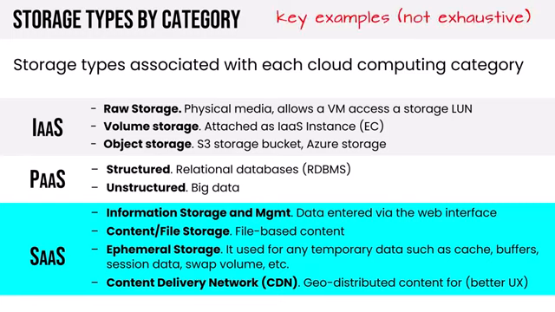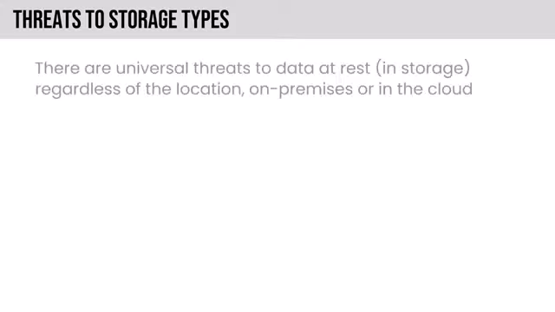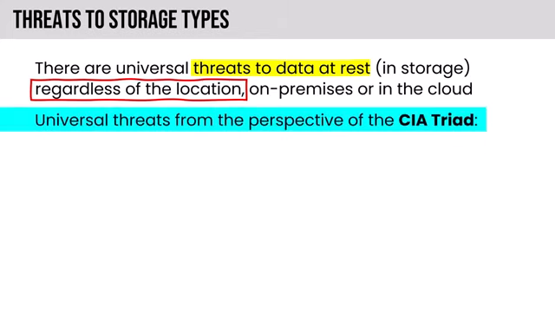These are just a few key examples, not an exhaustive list, but I wanted to make sure you're prepared for the exam. Let's shift gears and look at threats to storage types. So there are universal threats to data at rest, regardless of location, be that on premises or in the cloud. Naturally, we're going to be more focused on the cloud in the CCSP exam. But let's start with a look at universal threats from the perspective of the CIA triad.